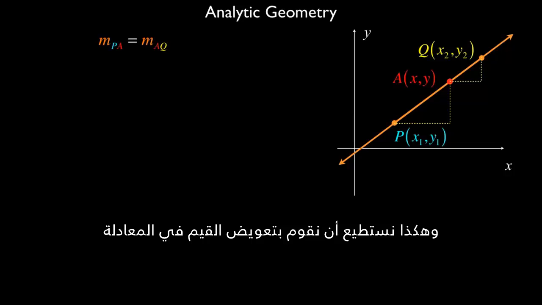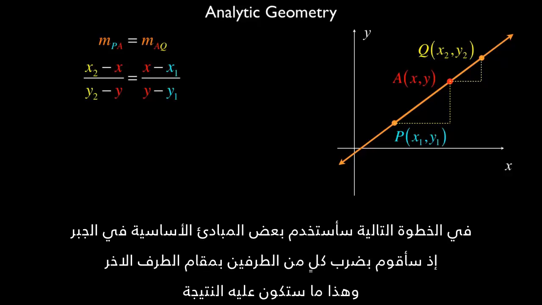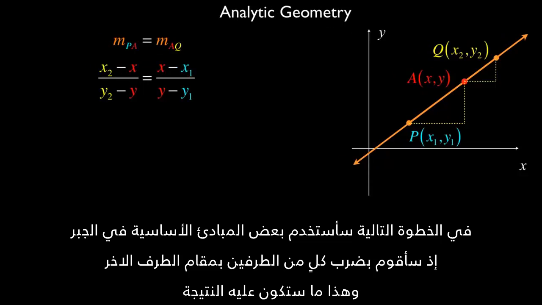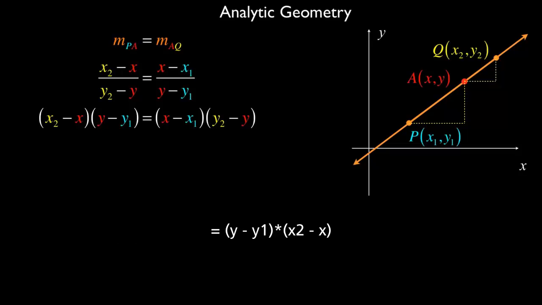Well, that being said, if I substitute for the slope of PA and the slope of AQ, I get the following expression, that x2 minus x over y2 minus y is equal to x minus x1 over y minus y1. Now, the next step involves a little bit of algebra, but it's not too bad. I'm going to cross multiply these two ratios, and that will look something like this. I'll multiply x2 minus x1 times y minus y1 and say that that has to be equal to x minus x1 times y2 minus y.